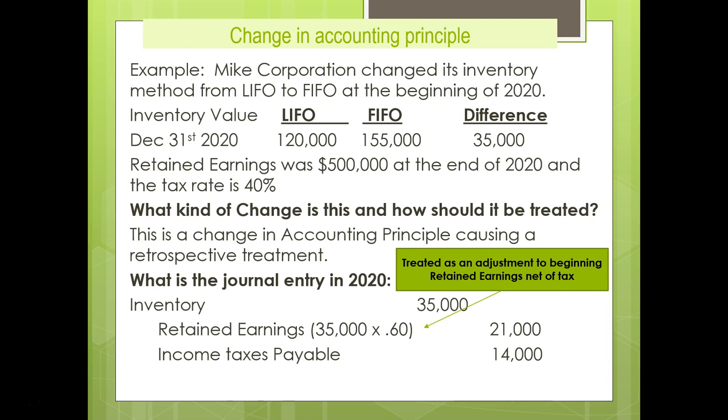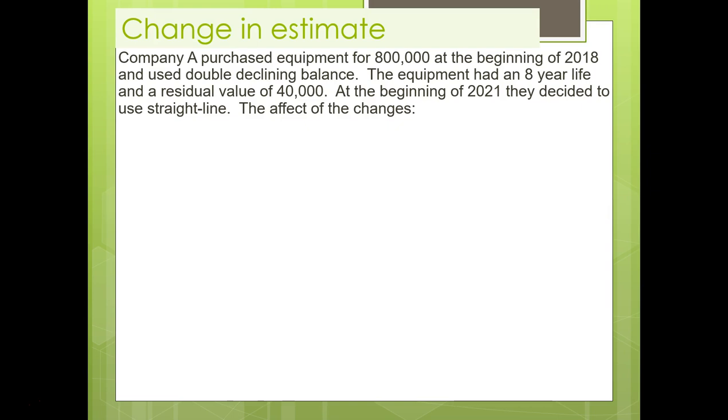Now let's look at another example. Change in estimate. Company A purchased equipment for $800,000 at the beginning of 2018, and they were using double declining balance. The equipment had an 8-year life and a residual value of $40,000. At the beginning of 2021, they decided to use straight line. What are the effects of the change?